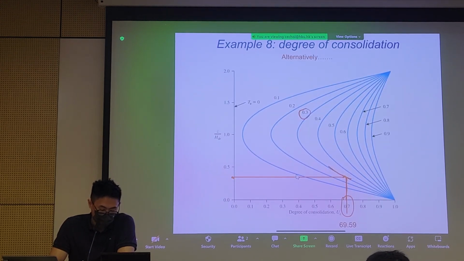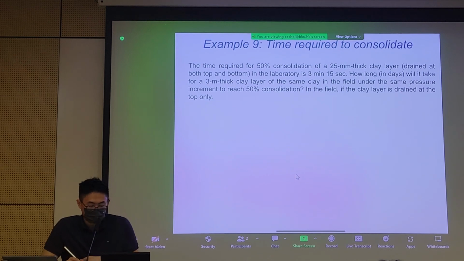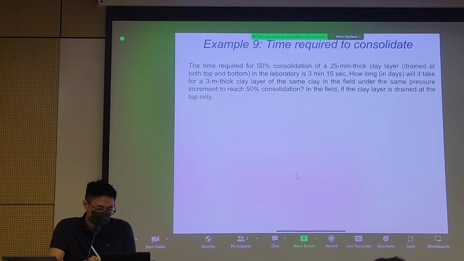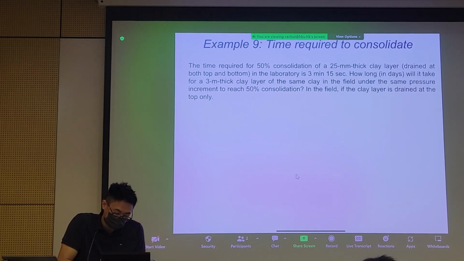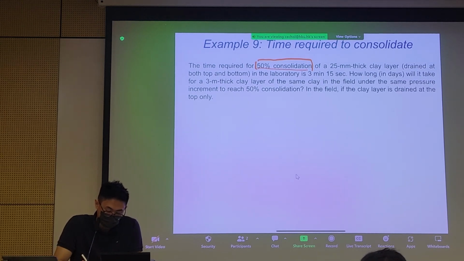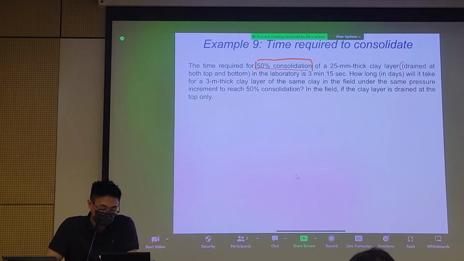So that's what we would do for depth. Now, some other examples we can do are, what's the time required for a certain degree of consolidation? This is actually even easier, right? For example, if we want to know the time required for consolidating something 50%, and we know the thickness of the clay layer is 25 millimeters thick, we have double drainage, because this problem tells us we have drainage from the top and bottom, and we're given the time.